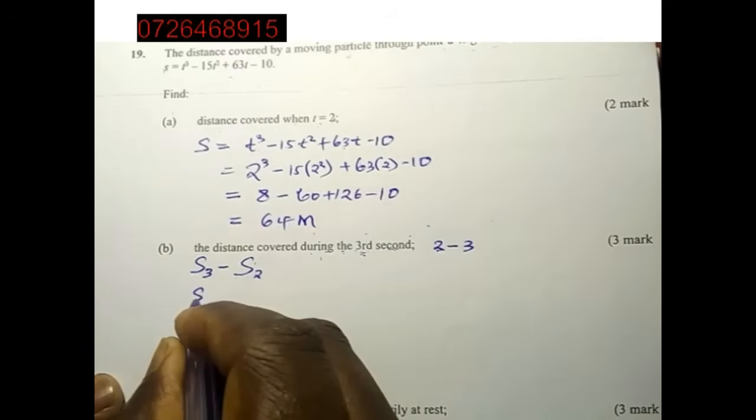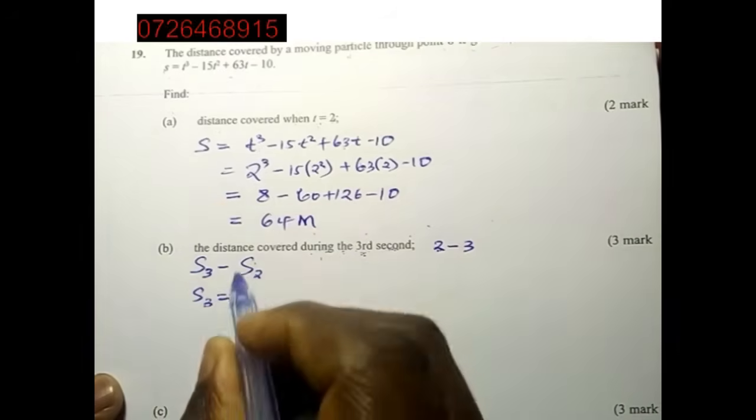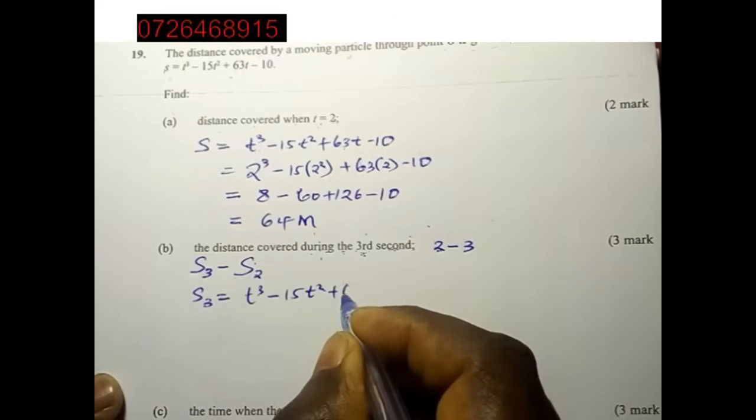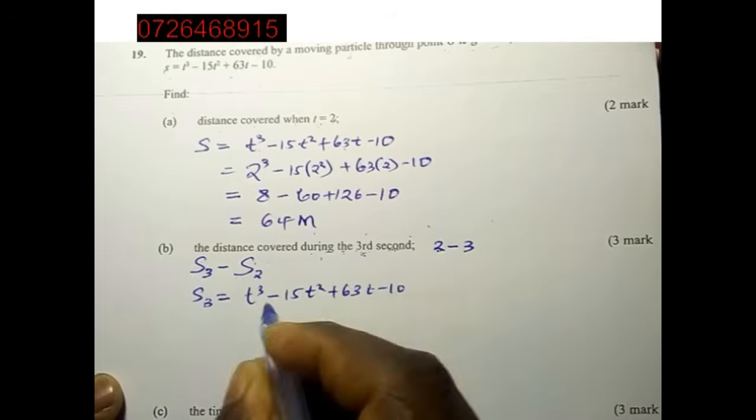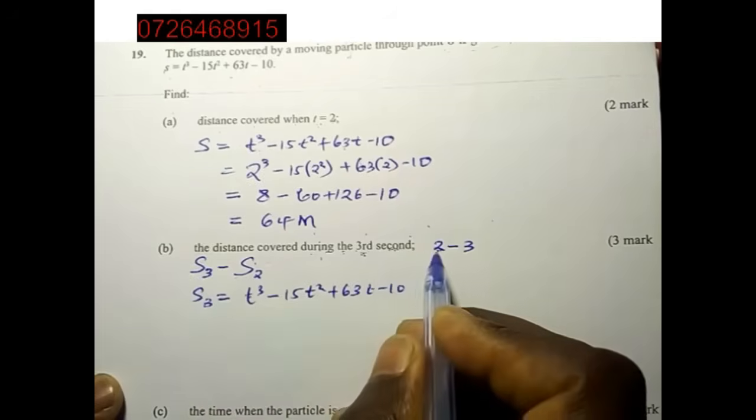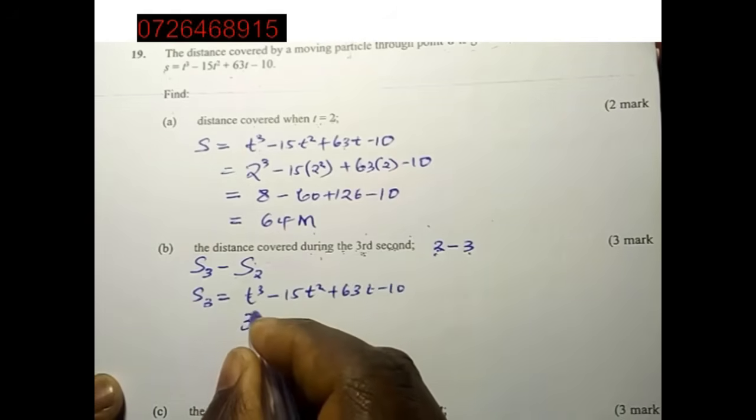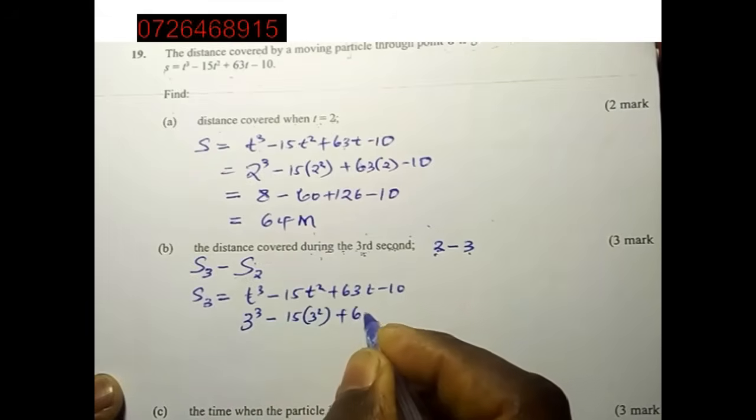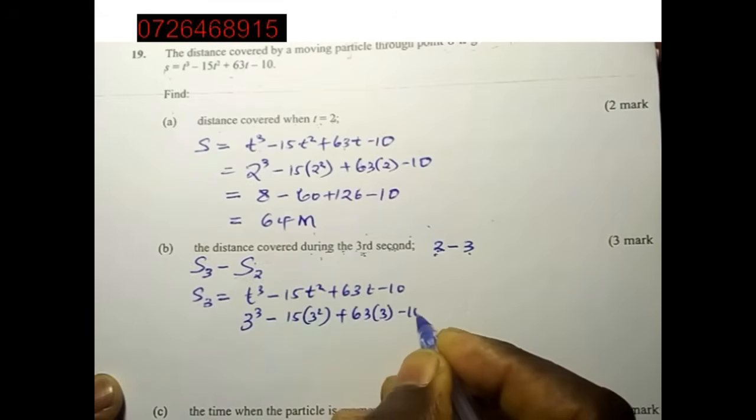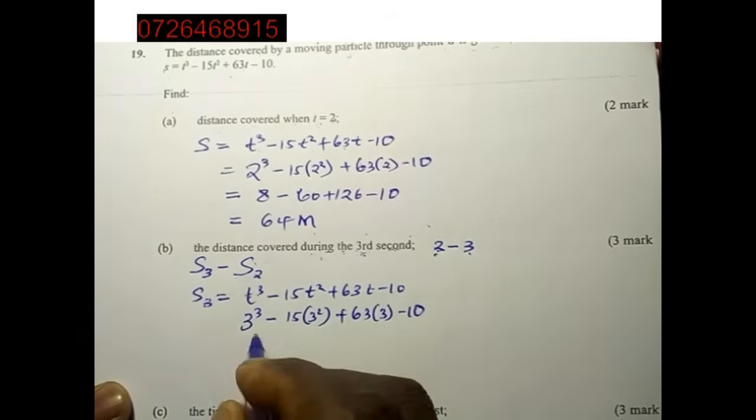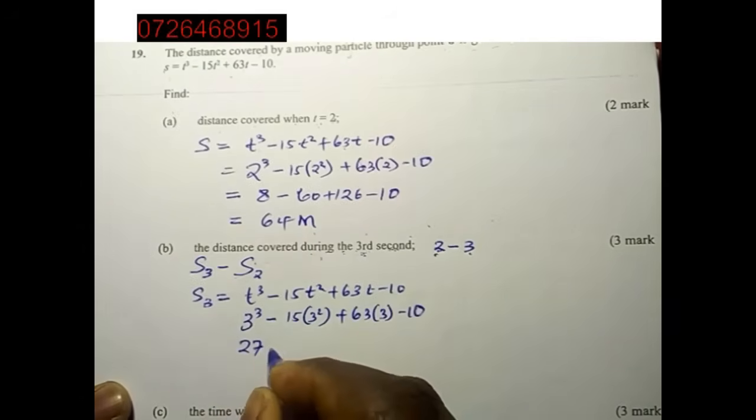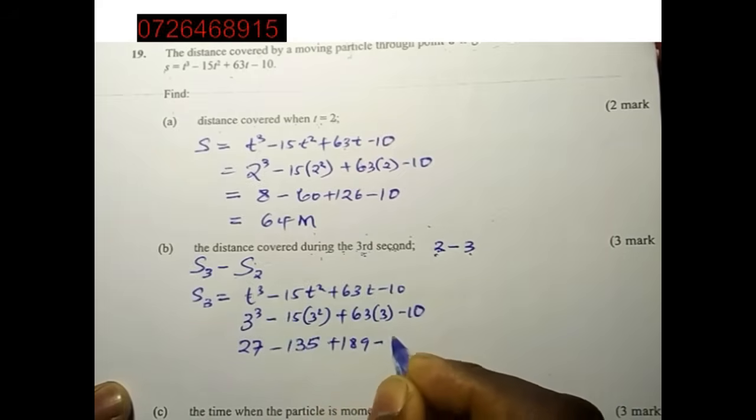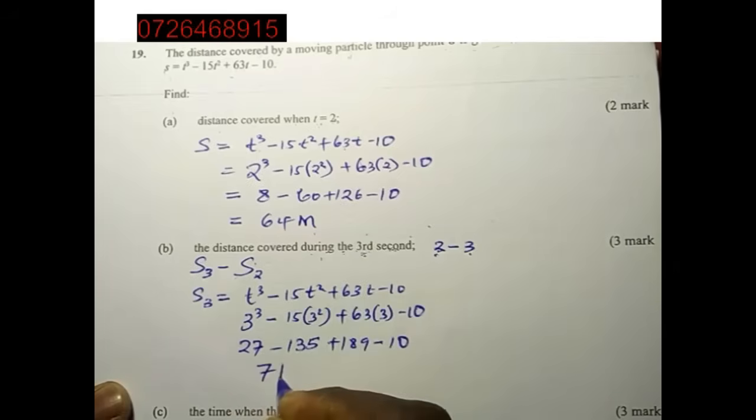Now we get s when time is 3. We just take t cubed minus 15t squared plus 63t minus 10. Now we substitute t with 3 when time is 3: 3 cubed minus 15 into 3 squared plus 63 into 3 minus 10. This is 27 minus 135 plus 189 minus 10, and this will give us 71.